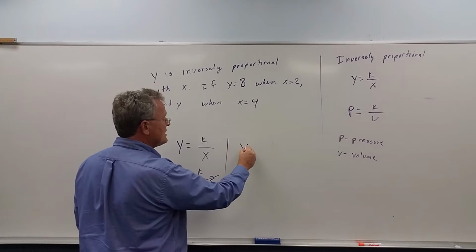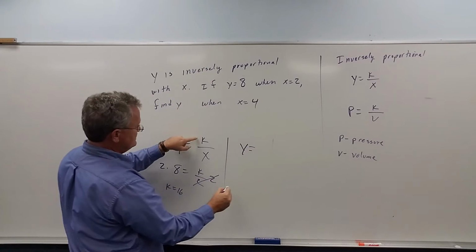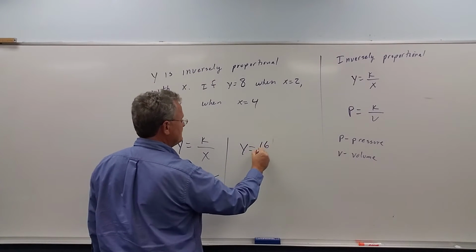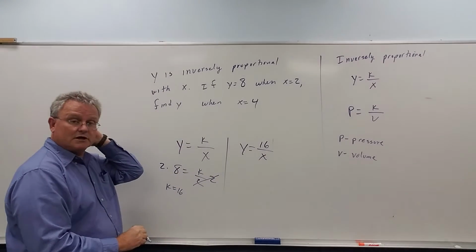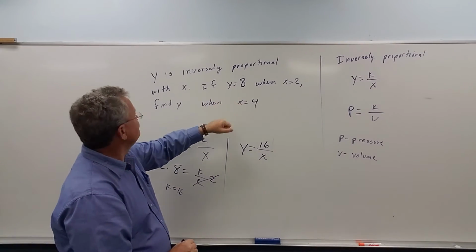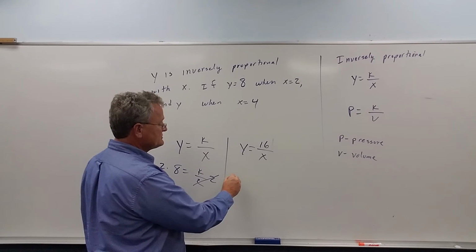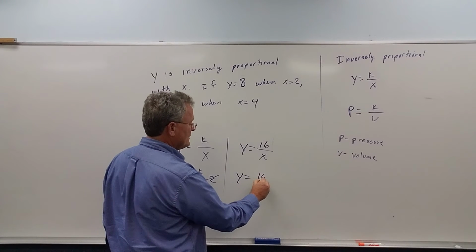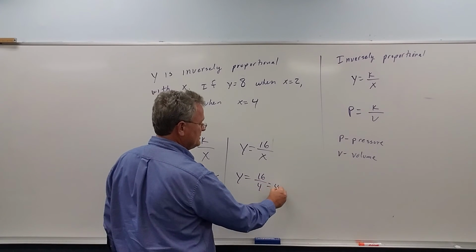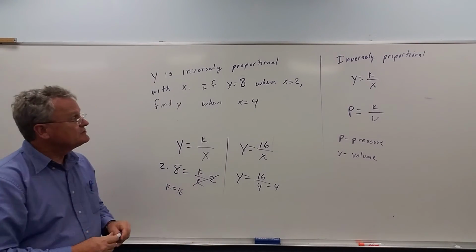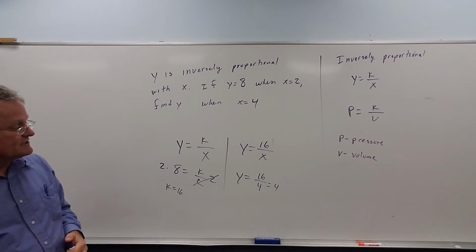So the formula in this situation, k is 16. So this is our formula. And now we do the rest. Find y when x is 4. Well, when x is 4, 16 over 4 is 4. So there's the answer.